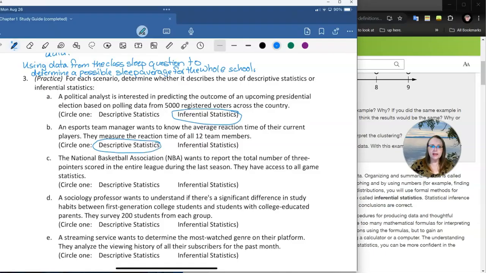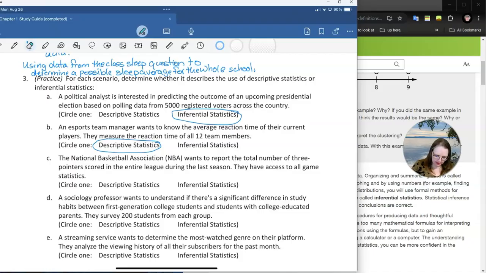They can get the average reaction time because they're going to get the reaction time of everybody on the team and divide it by 12. And that's taking data and describing it. They're describing their esports team using existing data. That is descriptive statistics.